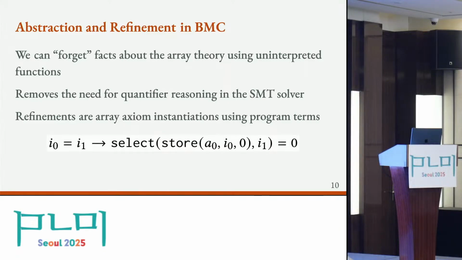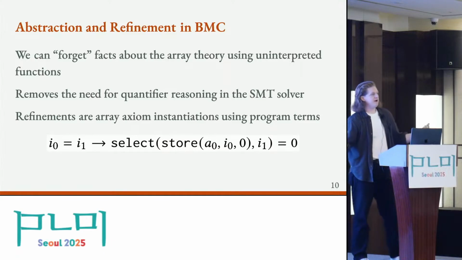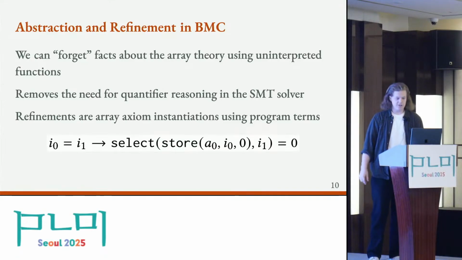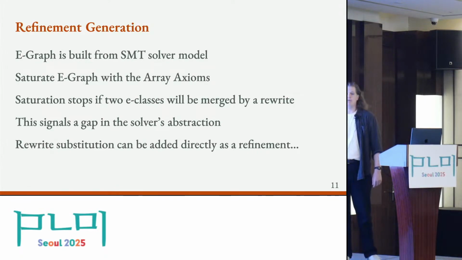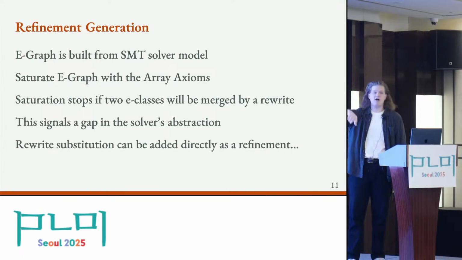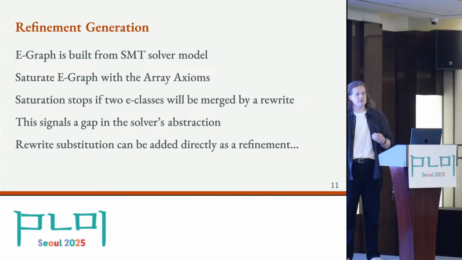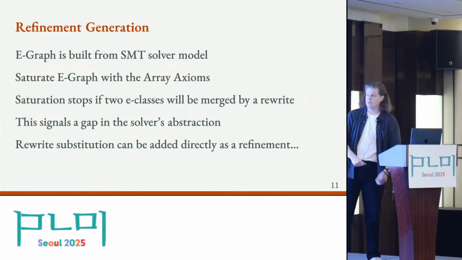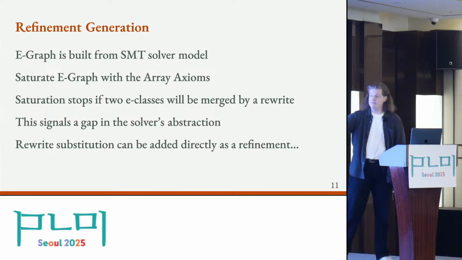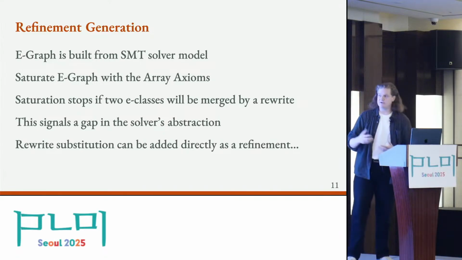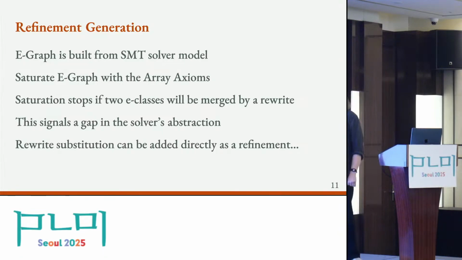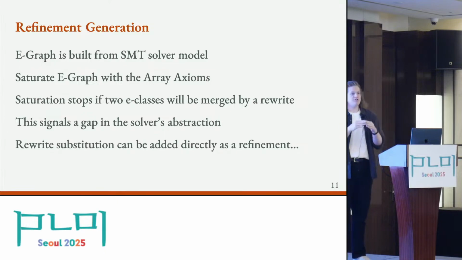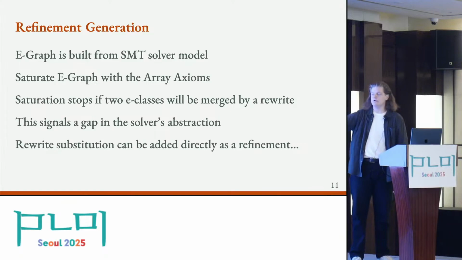We can see this is an example of an instantiation that egg might find in a typical bounded model checking loop. So, refinement generation. This is now getting into how we use egg. We're going to build the e-graphs in egg from the SMT solver model. We're just going to put all the interpretations of the variables and all the interpretations of the program terms into the e-graph. We're going to saturate the e-graph with the array axioms. And this is kind of a weird way to use e-graphs. I don't know if this particular thing is usually done, but saturation will stop if two e-classes will be merged by a rewrite. So we don't want to start merging e-classes after the original e-graph is built.